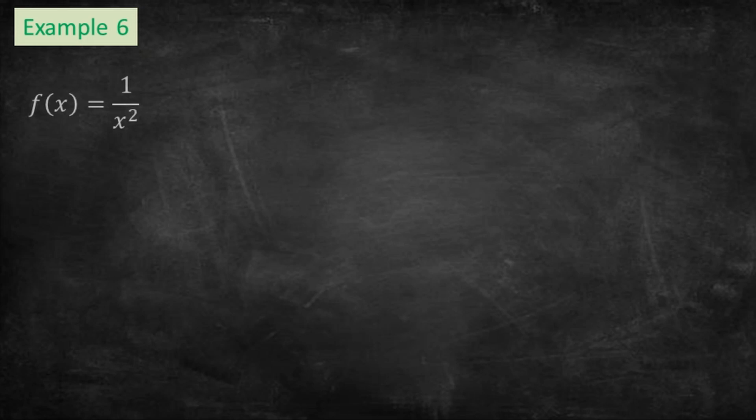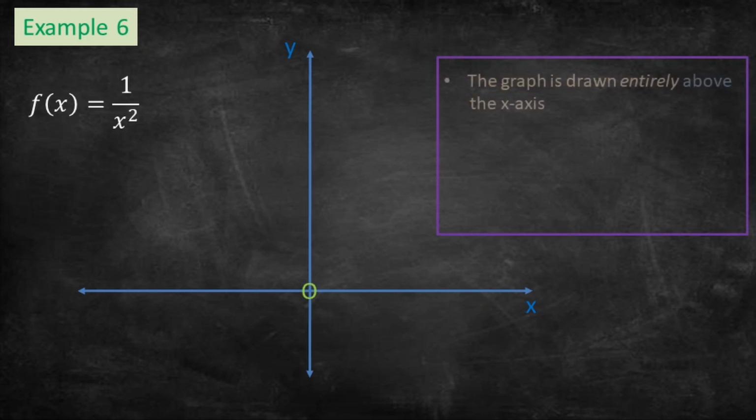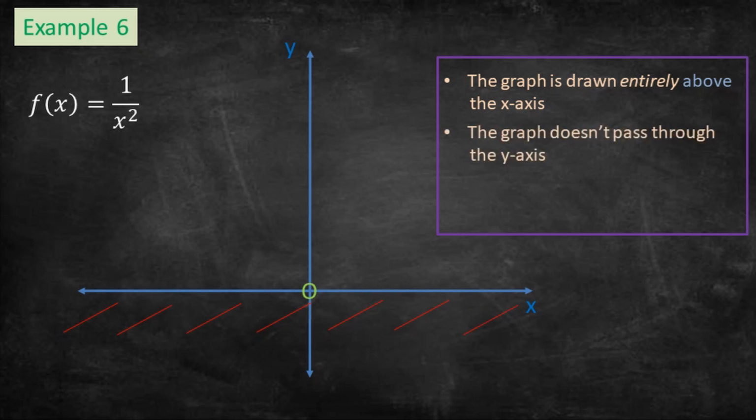So here we have the function f of x equals 1 over x squared. Let's for a moment reflect on what the graph could look like, or would look like. Firstly, 1 over x squared is always positive for both negative and positive values of x. And that means that we'll draw the graph entirely above the x-axis. Then secondly, x can never be 0 because we can't divide by 0, so the graph never passes through the y-axis.